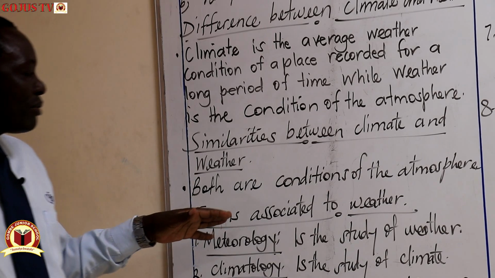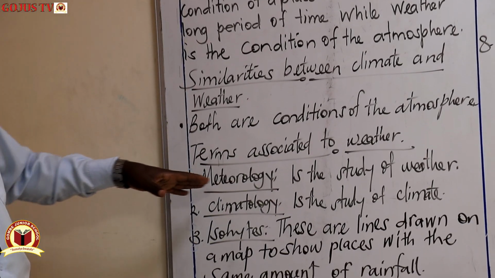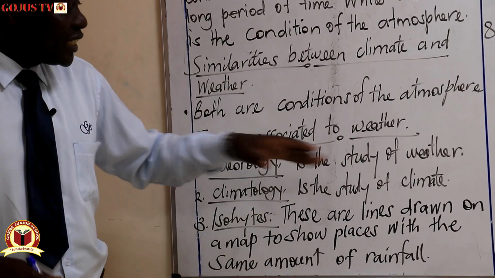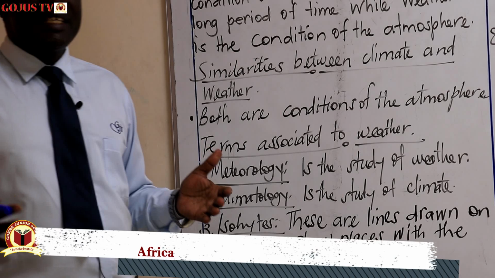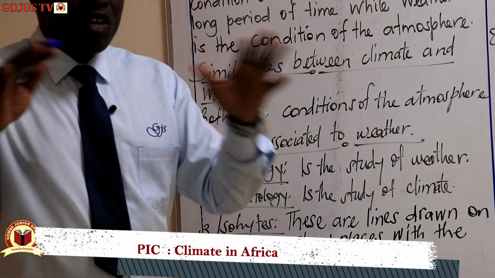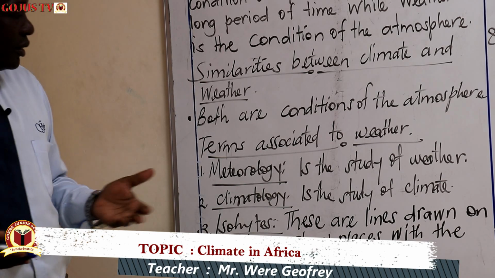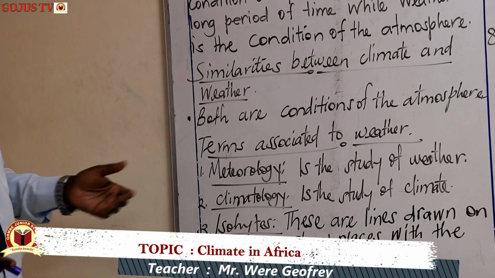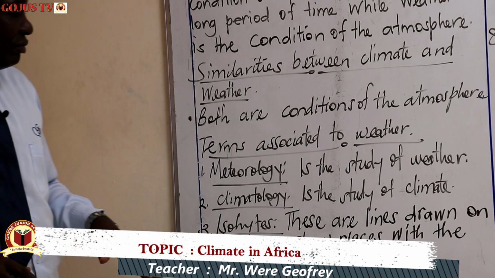Let us look at the terms associated to weather. We have meteorology. Meteorology is the study of weather. We have a meteorology center in Entebbe. The work of the meteorology center is to study the elements of weather. Another term is climatology. This is the study of climate.